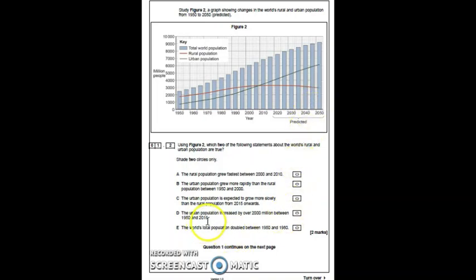So D, the urban population increased by over 2,000 million between 1950 and 2010. So 1950, urban population was around about 800 million, so it's just below that 1,000 million. Did it increase by over 2,000 million? Well, if we go to 2010, we are looking around about 3,500, sorry, 3,600. So the difference is a lot more. So yes, we found our 2 correct answers, B and D.